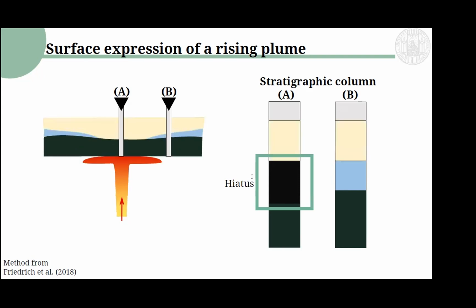Finally, when the plume flattens and sedimentation resumes everywhere, column B has the expected sedimentation, and column A has a hiatus. So imagine that there's no black layer there. So what we did is extract these hiatuses recursively in the geological map.